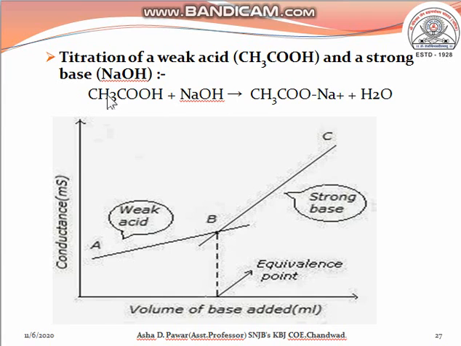At the initial stage, we dip the conductivity cell, that is the electrodes used for the measurement of conductance. Both electrodes are platinum, reference as well as indicator. At the initial stage, we observe that the conductance of acetic acid is lower, if we plot the graph of conductance versus volume of base, that is NaOH added in ml. The conductance is lower because acetic acid is a weak acid and is not completely ionized, that's why the conductivity is lower.